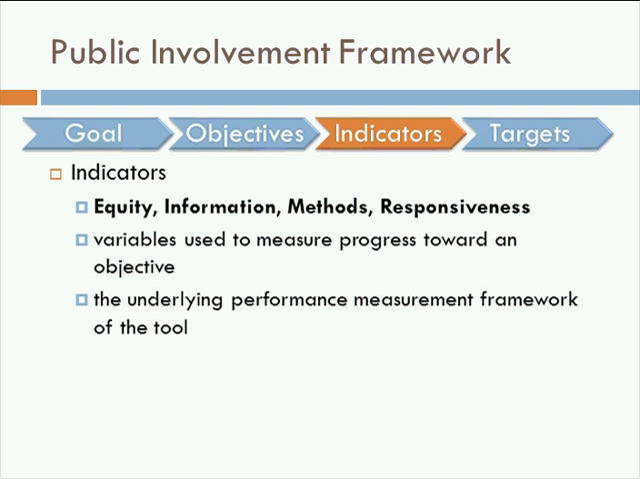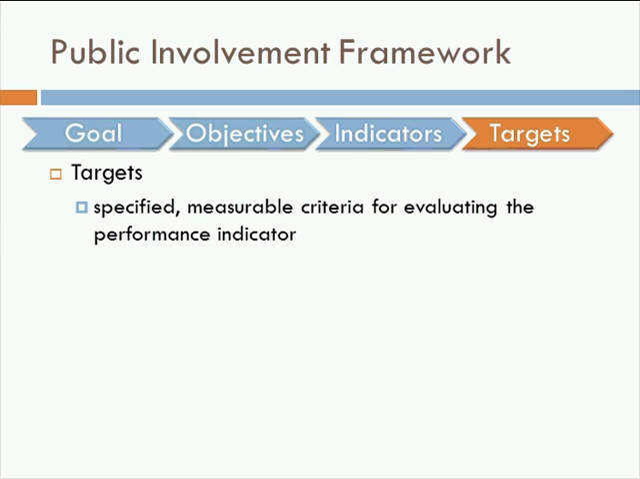So underneath objectives are indicators and targets. The indicators, again, in these four objective areas, are variables used to measure your progress toward any one of these objectives. You want several indicators under the objectives to give you a full sense of how things are going, and that's really the underlying performance framework of the tool. And then the targets are specific measurable criteria for evaluating your indicator.